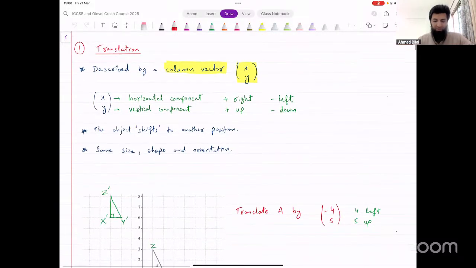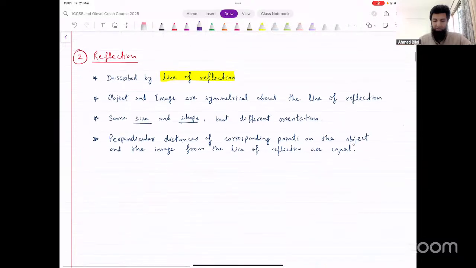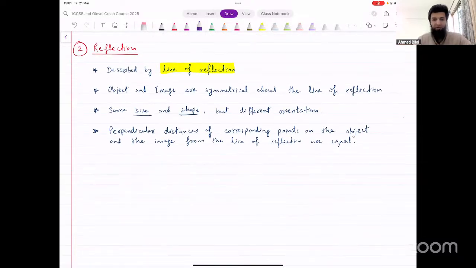Translation is described by a column vector. We learned how to do transformations and how to determine how to identify whether there is a translation. We did some examples of that, and then we talked about reflection.